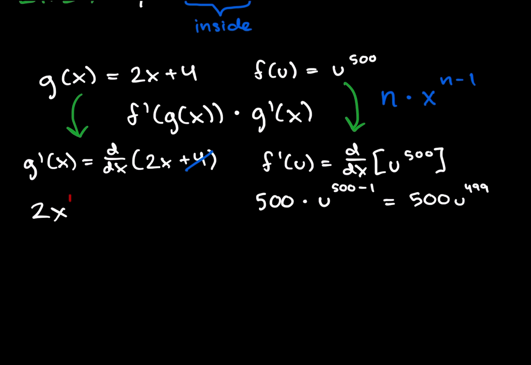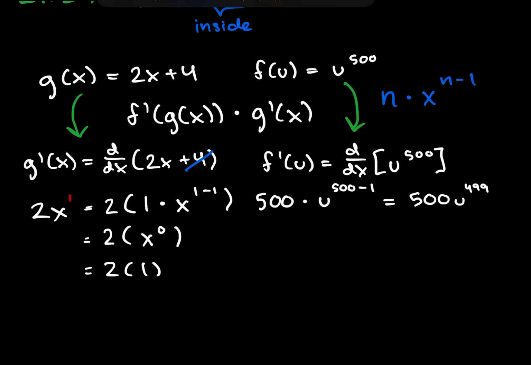So the power rule states n times x to the power of n minus 1. So our power is 1, and 2 is a constant, so we can actually pull out the 2 in front. So it'll look something like 2, then we have 1 times x to the 1 minus 1, which ends up being 1, as anything to the 0 power is 1. And then 2 times 1 is 2.